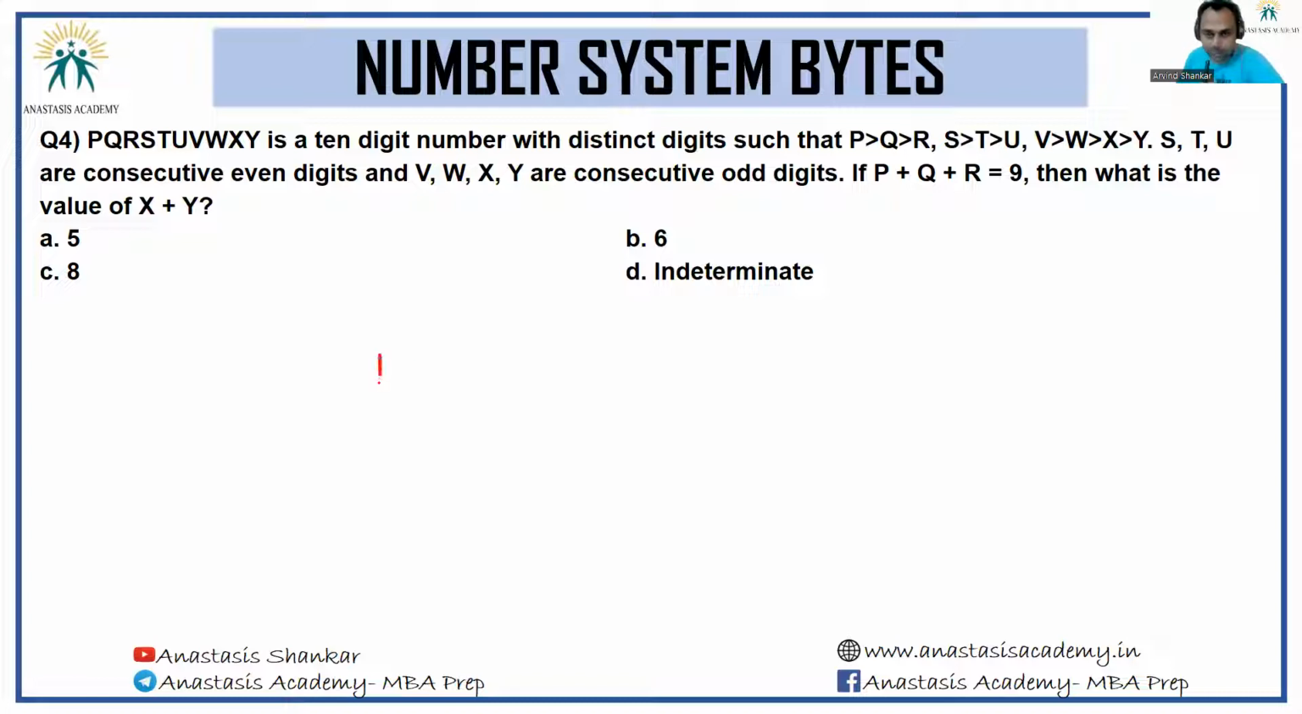Okay, so let me write it down in that order. P, Q, R, S, T, U, V, W, X, Y. And the numbers are largest to smallest in that order. We were told this is a 10-digit number with distinct digits, so all 10 digits are going to get used up.